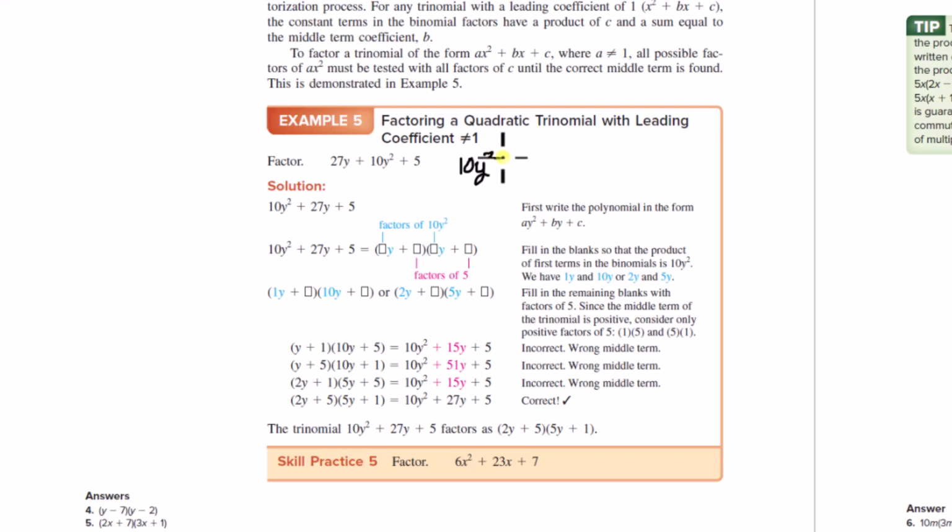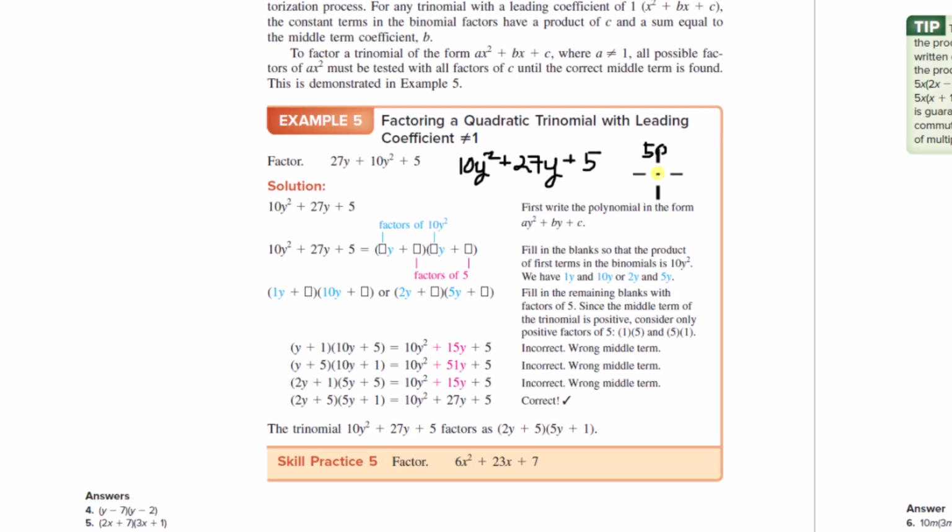So 10y squared plus 27y plus 5, okay? Yeah, so standard form, leading coefficient is not 1, multiply the 10 and the 5, and you get 50. Now separate this into factors, so you can get something that adds to 27.